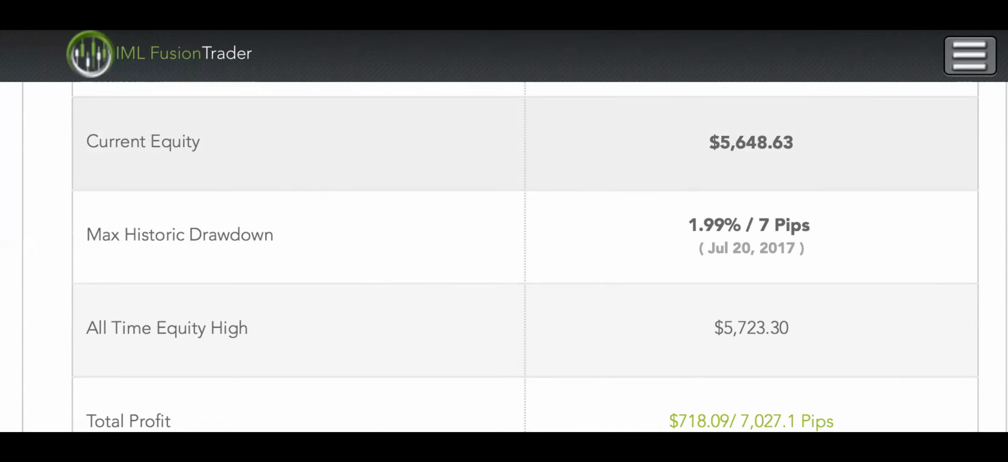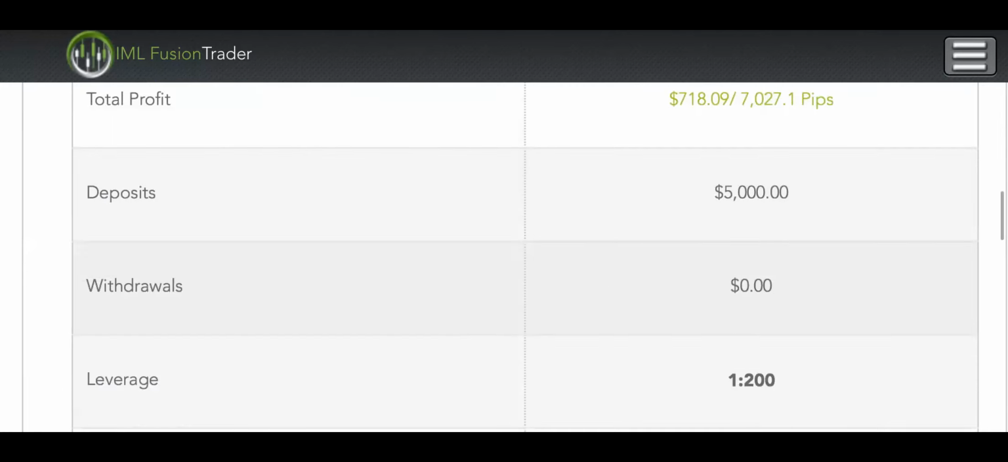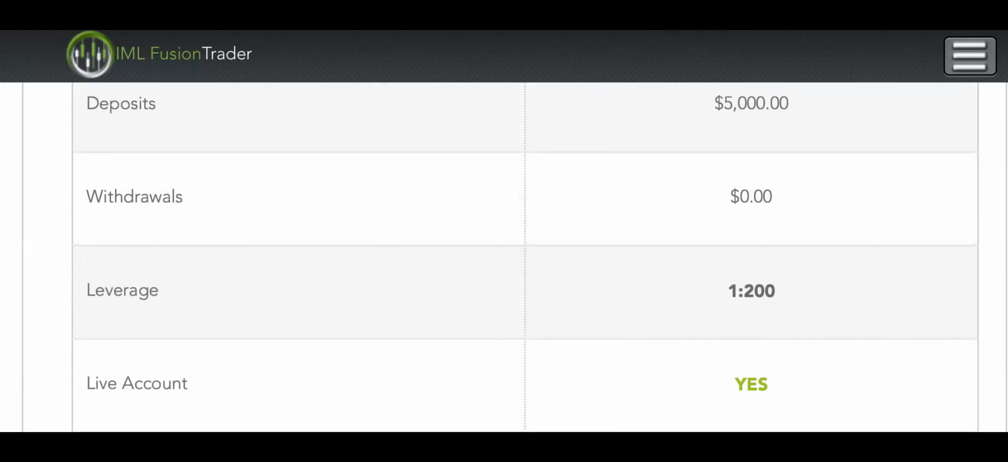But Yoda actually has a great drawdown of like 1.99%, so roughly 2%. So that's extremely important. That's something that you also want to be taking a look at as well, okay? And so as you keep going through here, it's just giving you that information.